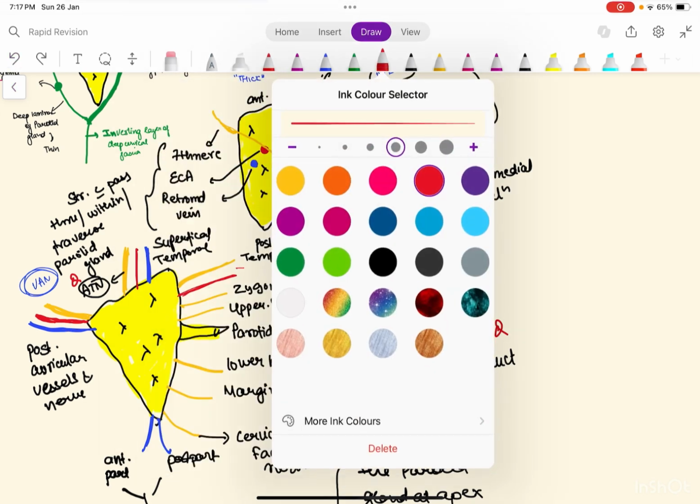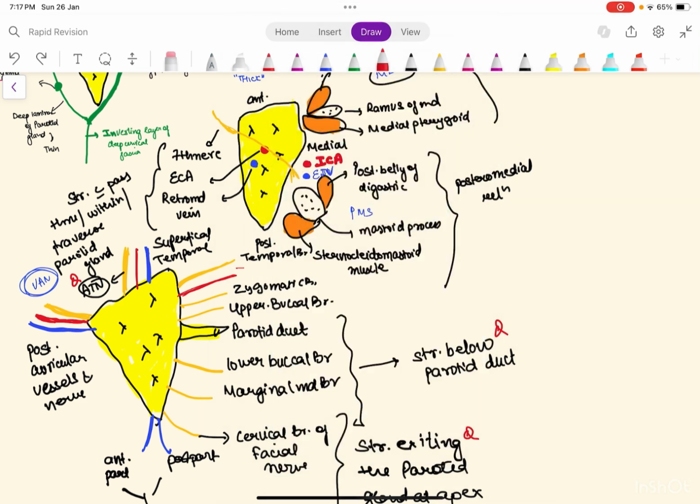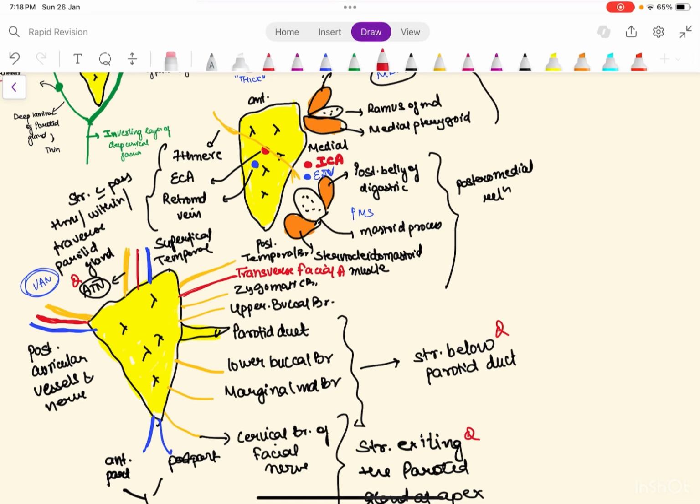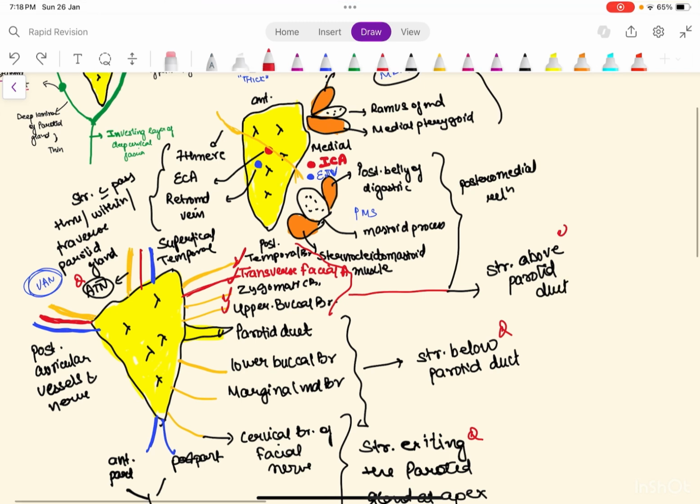All right, and this artery, very important, transverse facial artery. Okay, so these are the ones which are prospective questions, structures above parotid duct. So this is it, and I hope I made it easier for you to understand the diagrams.